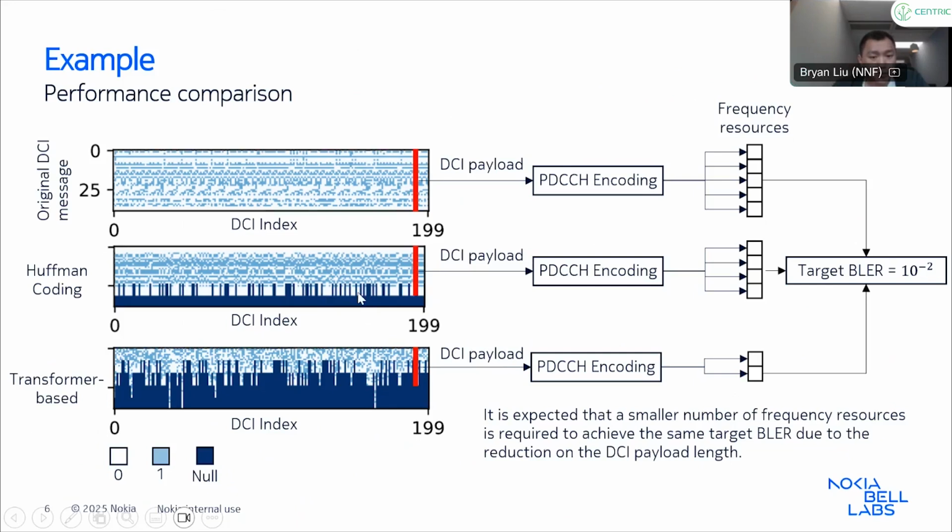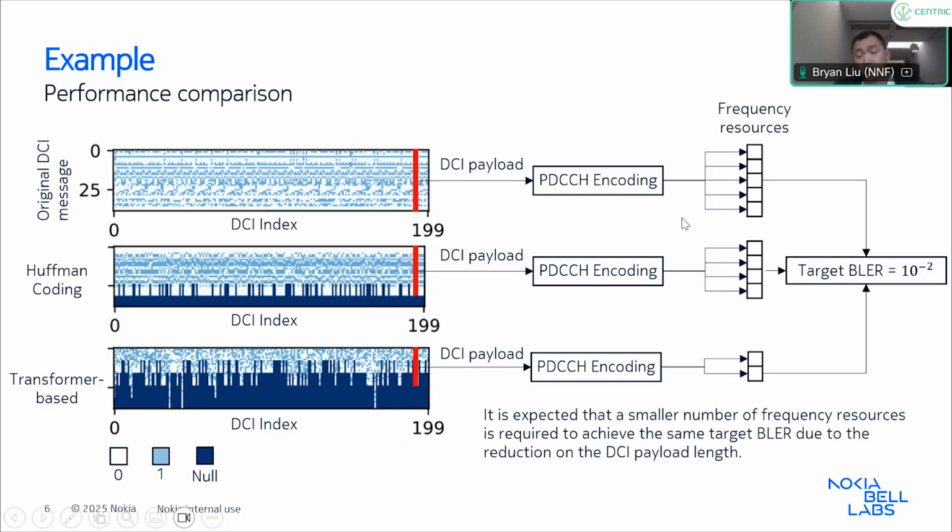ratio achieved. So we can see the conventional method can also achieve fairly good performance on this compression, but compared to the transformer-based one, it's not that good. I mean, the higher the compression ratio, the better the reliability we expect to achieve for the PDCCH.